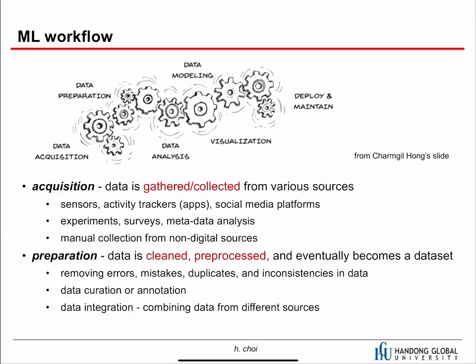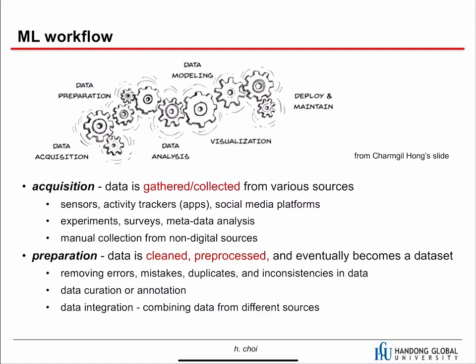Okay, now let's talk about the machine learning workflow, which means when we have an actual machine learning project, what kind of process do we have to follow? So first, when we start a project, the first thing is to gather and collect data samples. That is data acquisition, and data is collected from various sources like sensors, activity trackers, social media platforms, experiment surveys, etc. There are so many different sources.